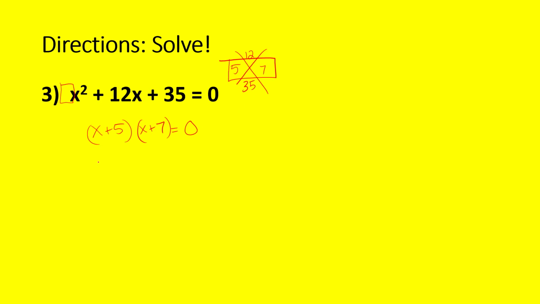Well, at this point, all I have to do is figure out what value of x is going to make one product 0, what value of x is going to make the other term 0, and we're good. So x plus 5 is equal to 0. Subtract 5. X is equal to negative 5. X plus 7 is equal to 0. Subtract 7. So x is equal to negative 7. And those are my two solutions.